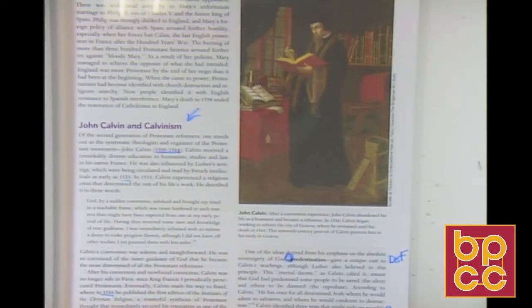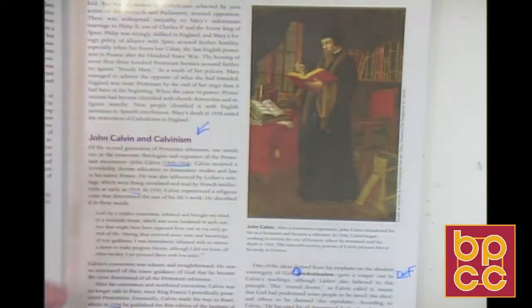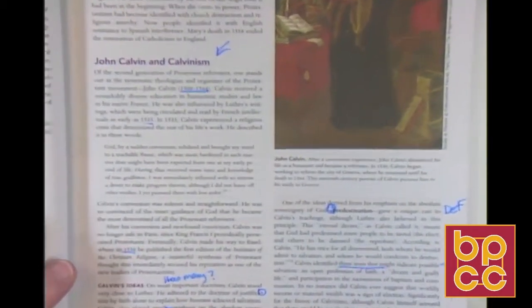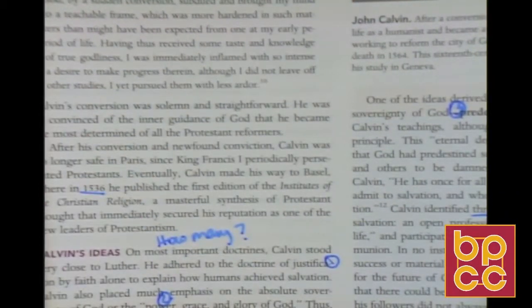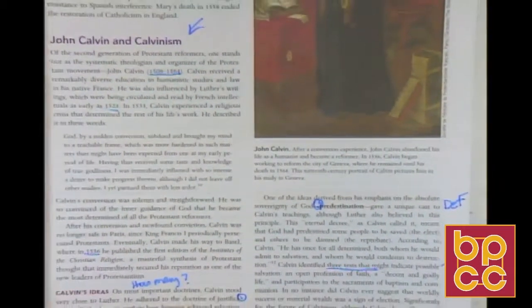There's a lot of people's names in this. I might have to think of a way to remember all their names. That sounds like flashcard city to me. John Calvin and Calvinism, I've underlined some dates. We have another thing down here. John Calvin had some ideas. So I've written there, how many ideas did he have? And again, we've numbered them just the same way we did with the other ones.